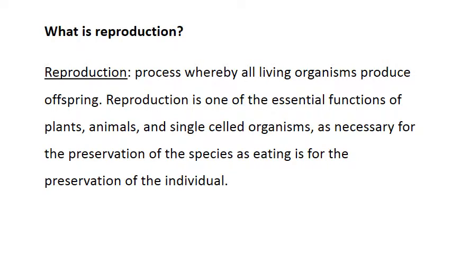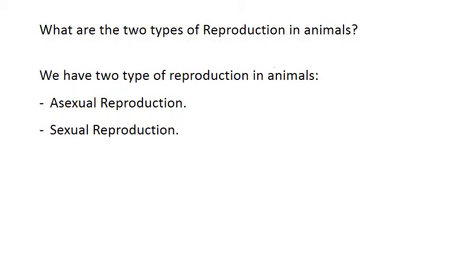What is reproduction? By definition, reproduction is a process whereby all living organisms produce offspring. Reproduction is one of the essential functions of plants, animals, and single-celled organisms, as necessary for the preservation of the species as eating is for the preservation of the individual. So this is a general definition of reproduction.